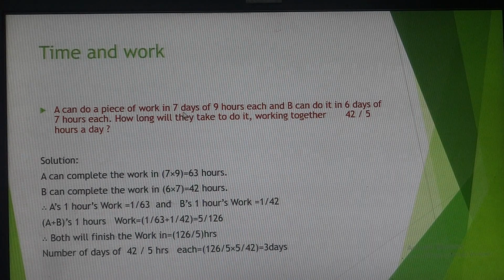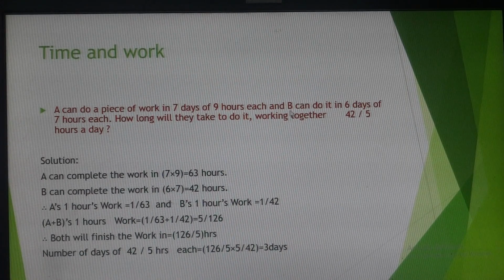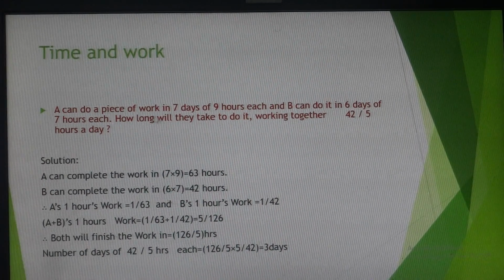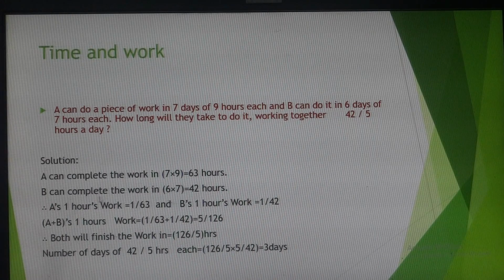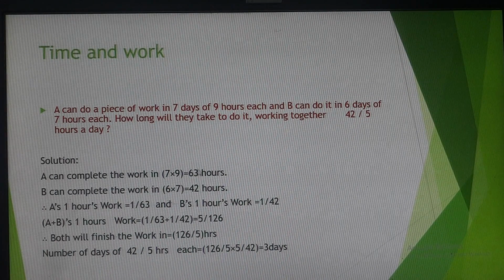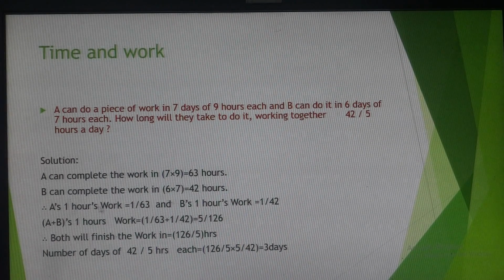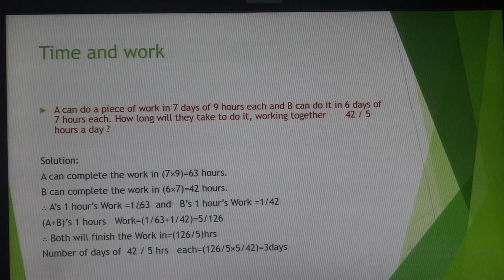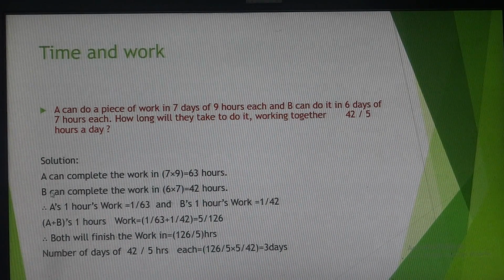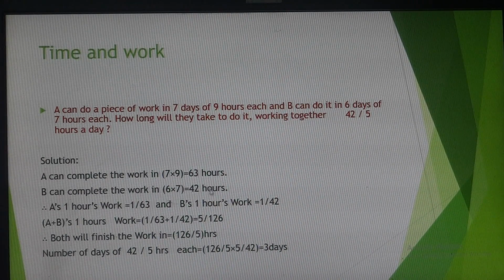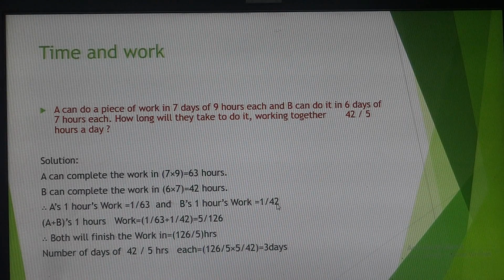So A completes the work in 7 days working 9 hours, so A can complete the work in 7 into 9 equal to 63 hours. Same way, B can do it in 6 days of 7 hours each, so B can complete the work in 6 into 7, 42 hours. For A's 1 hour work you just have to divide 1 by 63, and for B's 1 hour work it is 1 by 42.